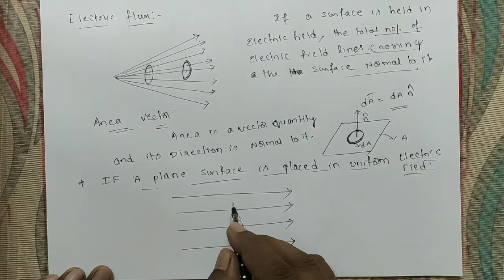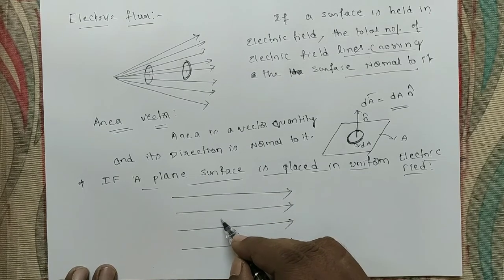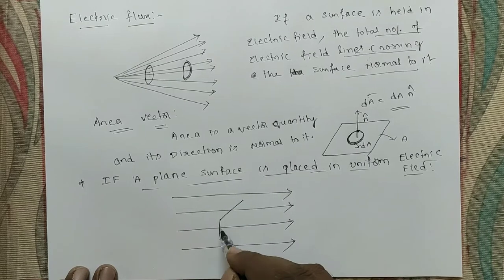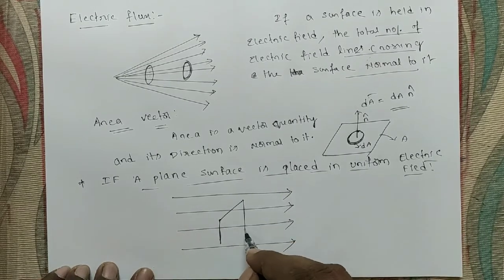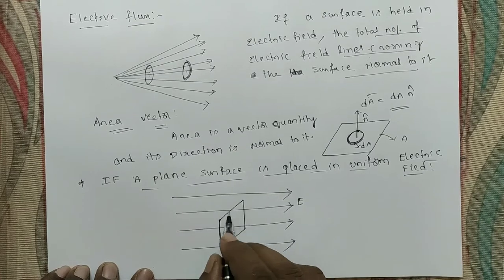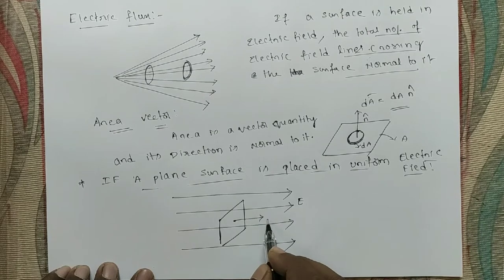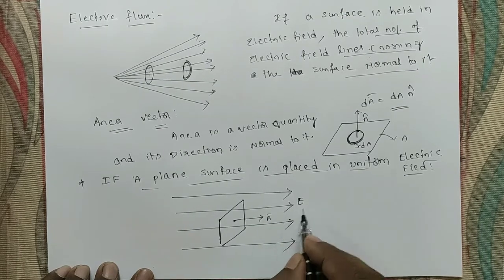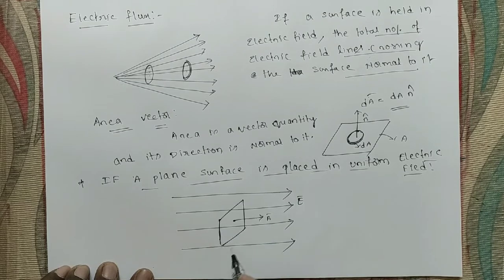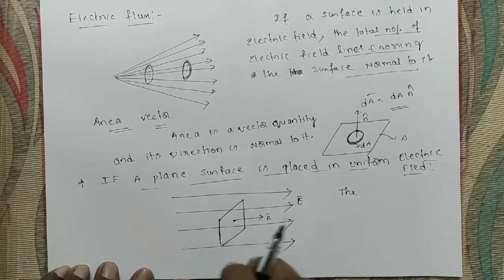If a plane surface is placed perpendicular to the electric field intensity E direction, then the area vector, which we discussed is normal to the surface, is A bar, and the electric field intensity vector is like this. The magnitude of the area is A.